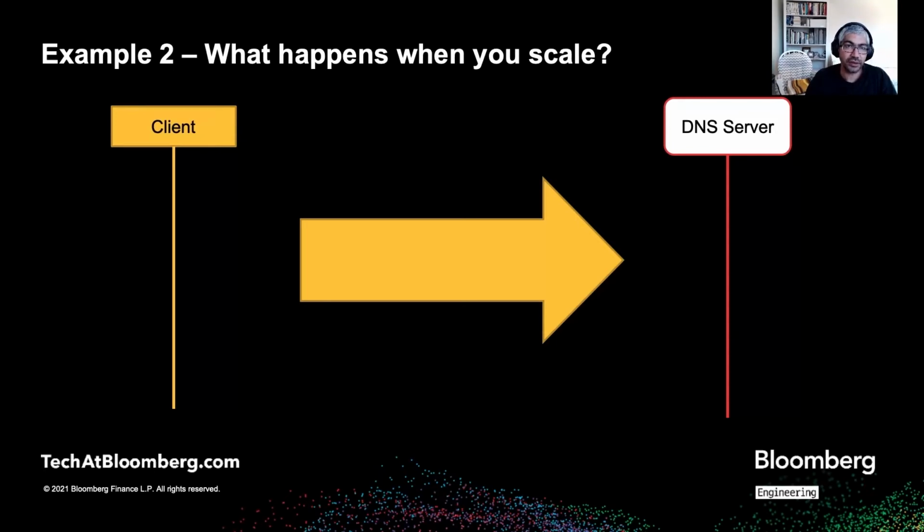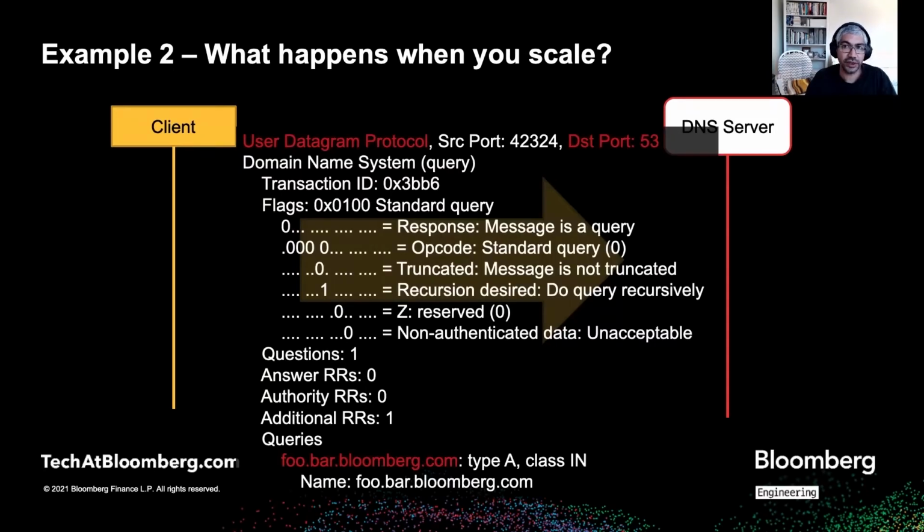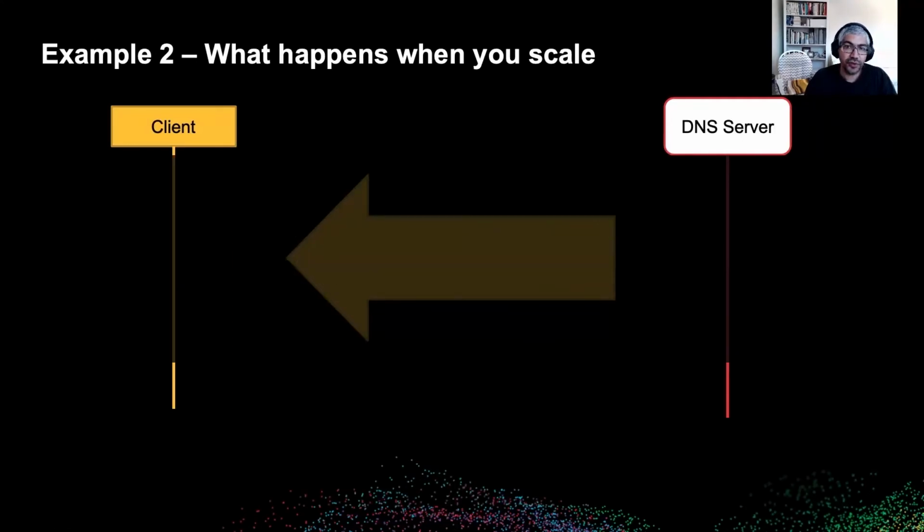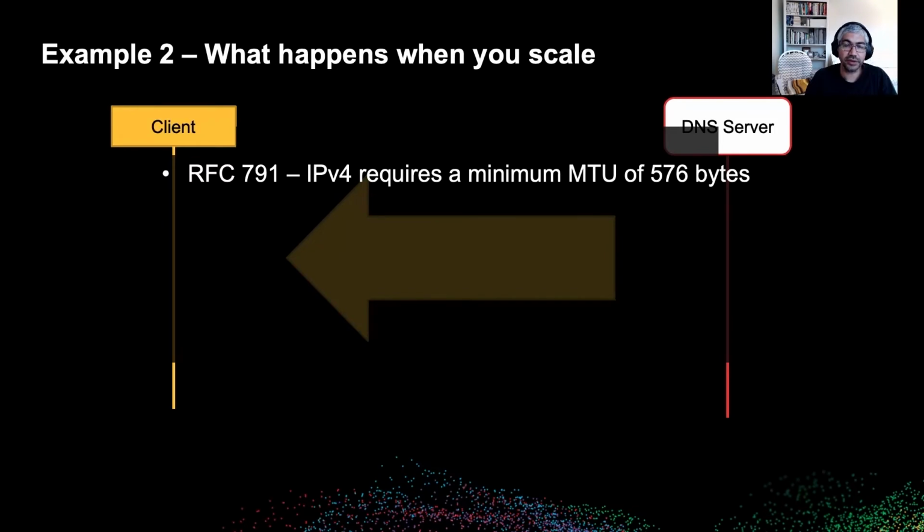What's happening behind the scenes is the client is sending a DNS packet. So DNS by default uses a UDP packet on port 53 with a query that says, please resolve foo.bar.bloomberg.com. And in this case, what really happens is that the number of servers that the DNS server needs to respond back with is more than can fit in a single DNS packet, so it responds with a truncated message.